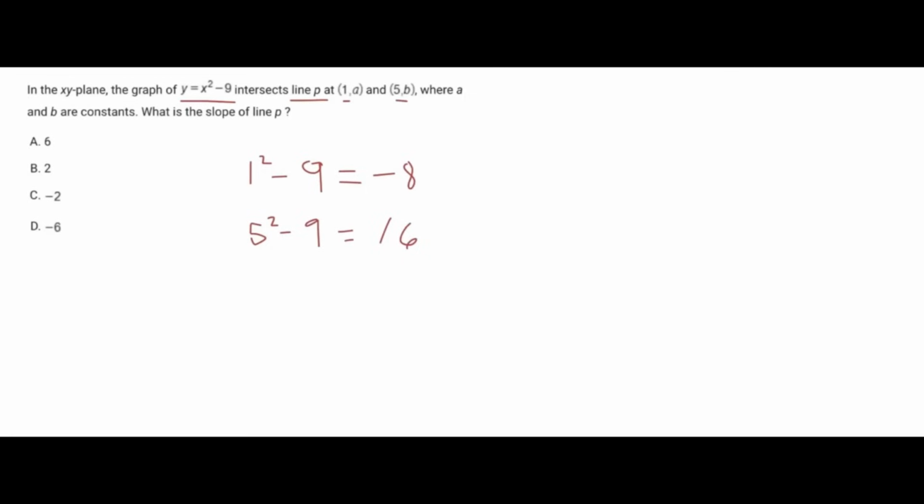But they want to find the slope of line P. That's just rise over run, or change in y over change in x. Our change in y is from negative 8 to positive 16, so that's a difference of 24. And so 24 will go on top for our change in y. Now our change in x is between 1 and 5, so that's a change of positive 4. Ultimately our slope is 6, and so our answer choice is letter 8.